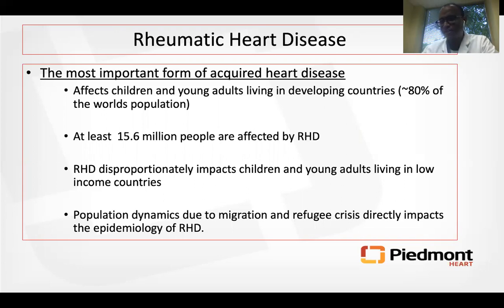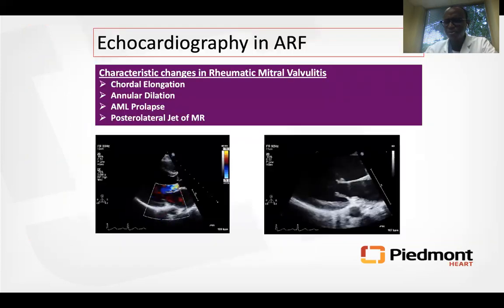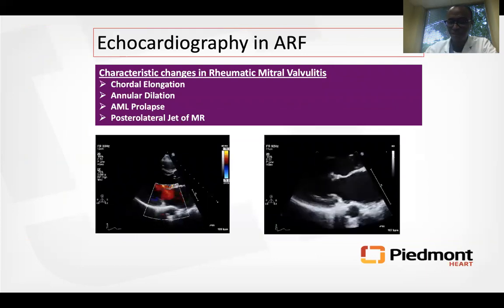We see rheumatic heart disease very, very rarely in this country, and that is mostly due to population dynamics and migration, and sometimes refugee crises. Otherwise, rheumatic heart disease is very rare here. Like I said, it is a disease of public health importance compared to HIV, tuberculosis, and malaria. Acute rheumatic fever and rheumatic heart disease are fairly underfunded compared to the impact they actually cause in the world.